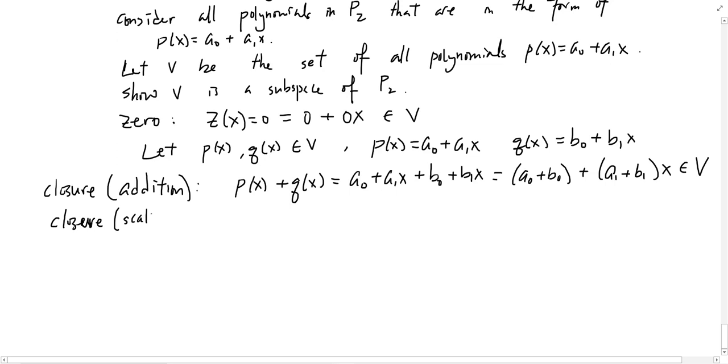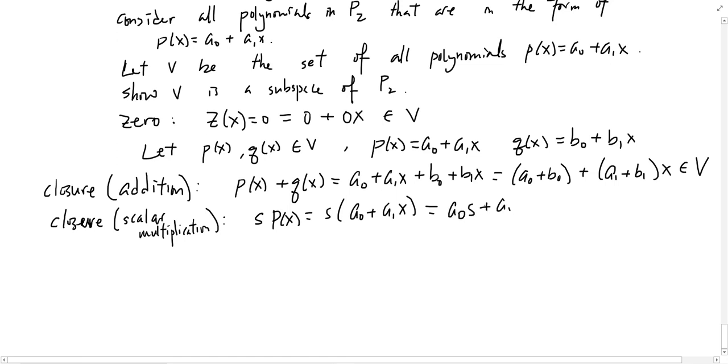for scalar multiplication. So if I take a scalar s and multiply by p of x, what will happen? Well, that would be s times a sub 0 plus a1x. If I distribute the s, I'll have a sub 0 s plus a sub 1... or actually, maybe I should write it this way: s a sub 0 plus s a sub 1 x.